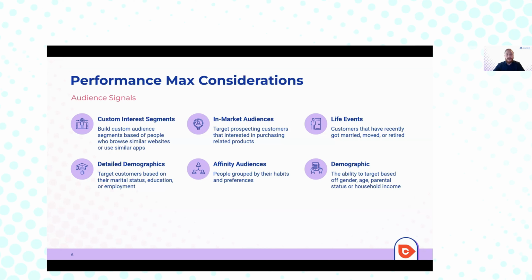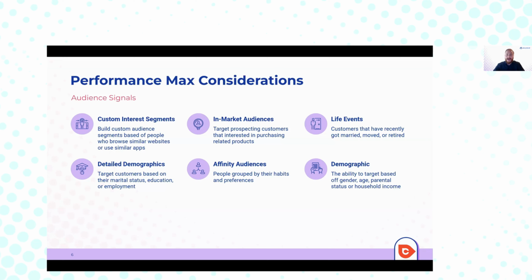Additionally, you can also include in your targeting in-market audiences. What this means is you can target prospecting customers that are interested in purchasing related products and have shown Google that intent, and Google will allow you to actually target people in market for these purchases. Think of buying a house or purchasing a pet. These are at your disposal and your fingertips within the Pmax campaign settings.